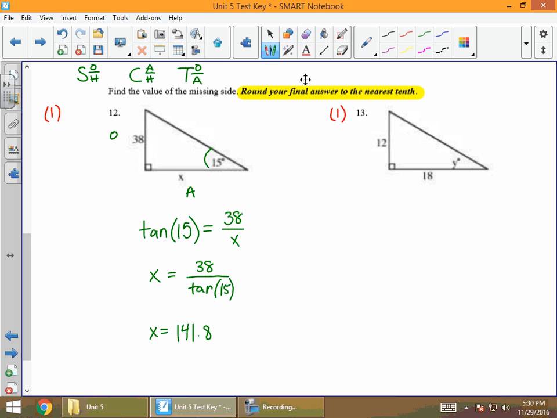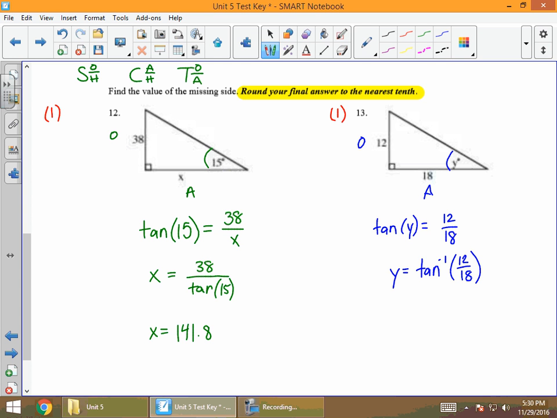Number 13, again, here's my angle. So hypotenuse, opposite, adjacent. This one is empty, it's the hypotenuse again. So O and A, again, it's tangent. Tangent of the angle y is equal to opposite 12 over adjacent 18. Well, now I have to get rid of the tan. I can't subtract tan or divide by tan. I have to do tangent to the -1, called the inverse tangent. So y equals tangent inverse of 12 over 18.